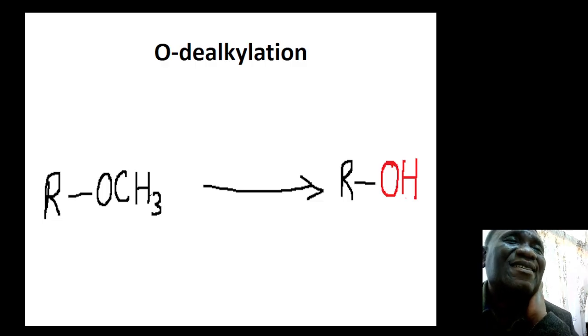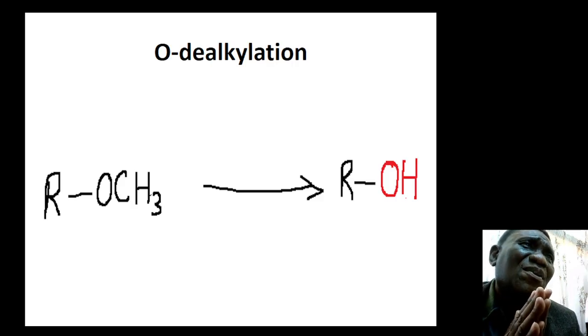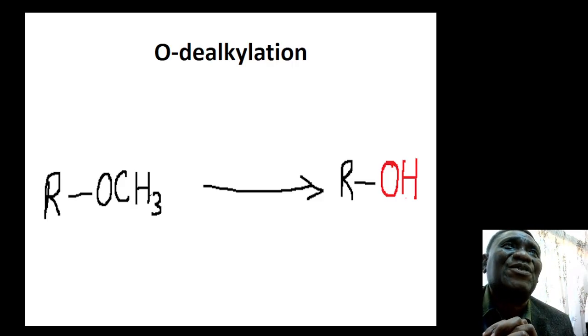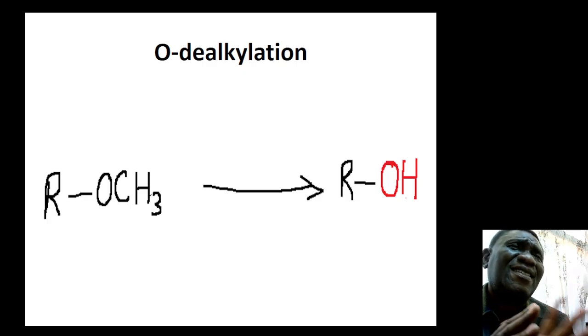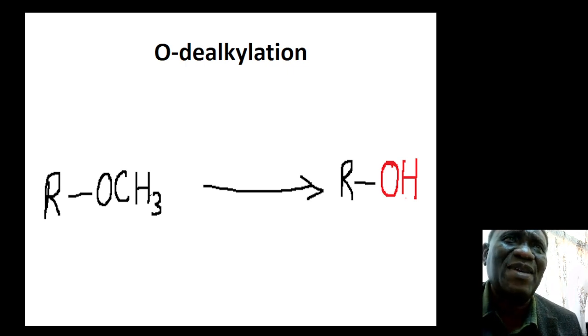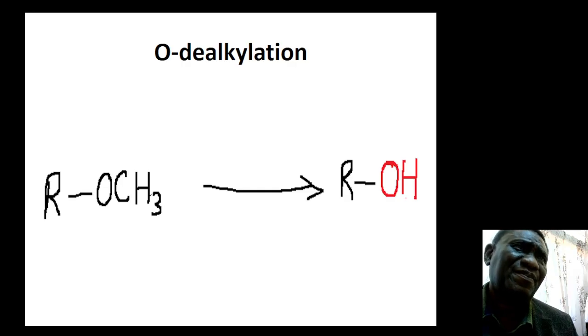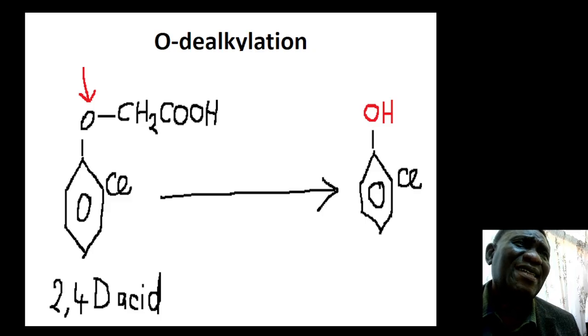Or O-dealkylation, where the R is the bigger part of the molecule, but we have got an oxygen instead of nitrogen now attached to that group. In this case, if you remove the CH3, that is O-dealkylation, you remain with the ROH. And this can happen to 2,4-D, which is the herbicide. And that arrow in red is indicating where the breakdown can take place.